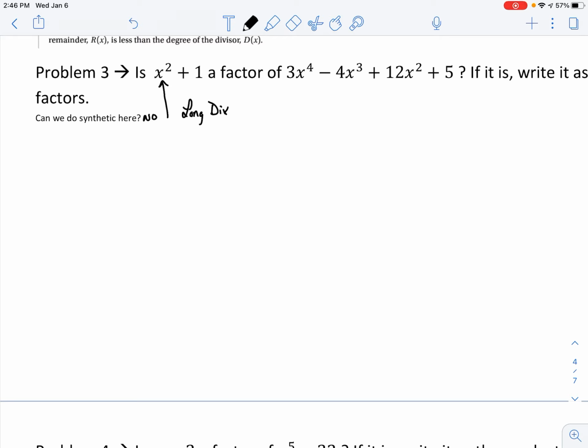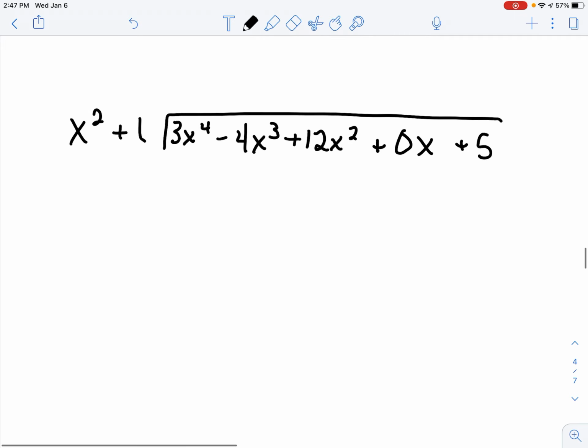So let's put x squared plus 1 on the outside. And on the inside of our divisor bar, 3x to the 4th minus 4x to the 3rd plus 12x squared, but watch this, everybody, plus 0x, just in case, plus 5. See how there was a linear term missing? We need to make it a 0. All right, let's see how we do.